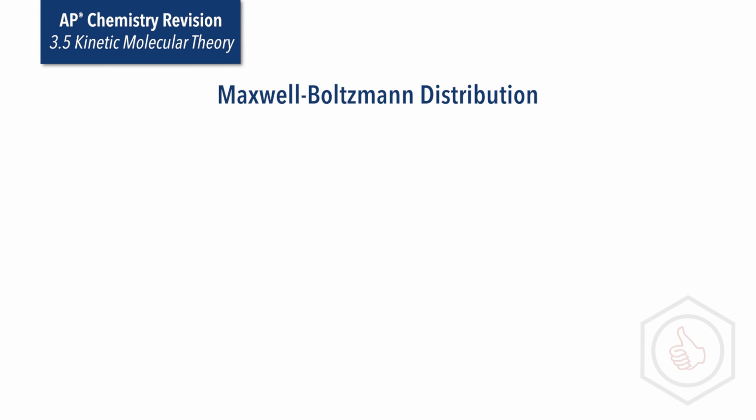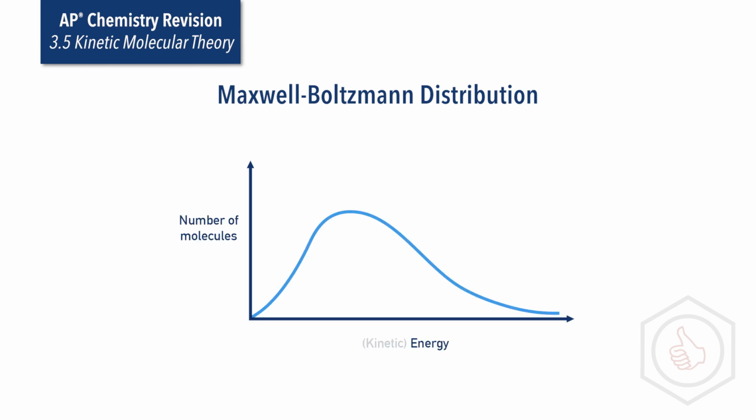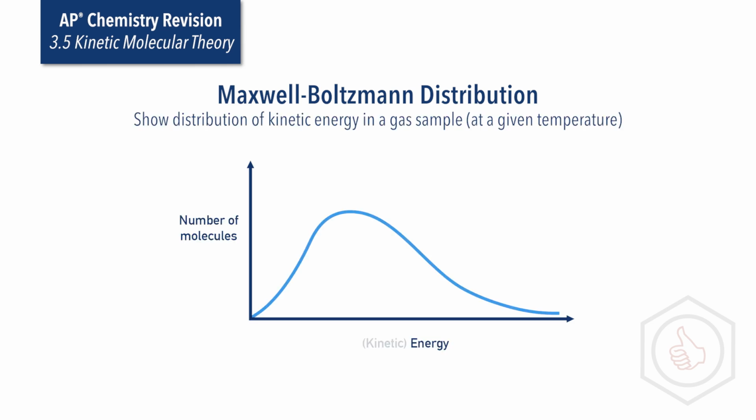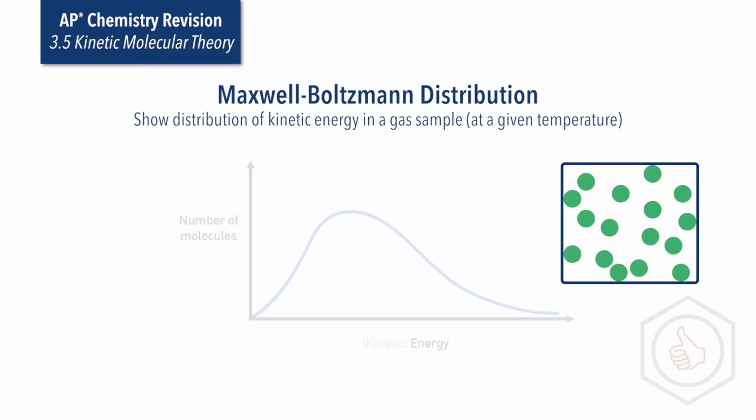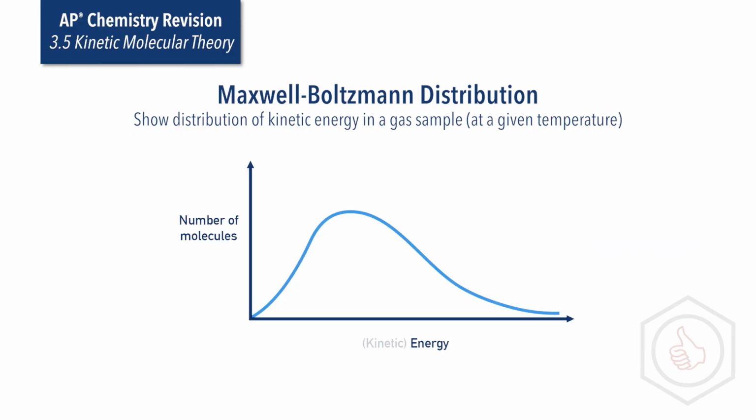Maxwell-Boltzmann distribution curves are graphs that show the distribution of kinetic energy in a gas sample at a given temperature. What these distributions show us is that at any one moment in time, gas particles in a sample can have very different energies, with some moving much faster than others. The most probable energy that molecules have is given by the highest point on the curve. And the curve is asymmetrical and never actually touches the x-axis again, telling us that at any one moment in time, a very small number of particles can have a very large amount of energy.